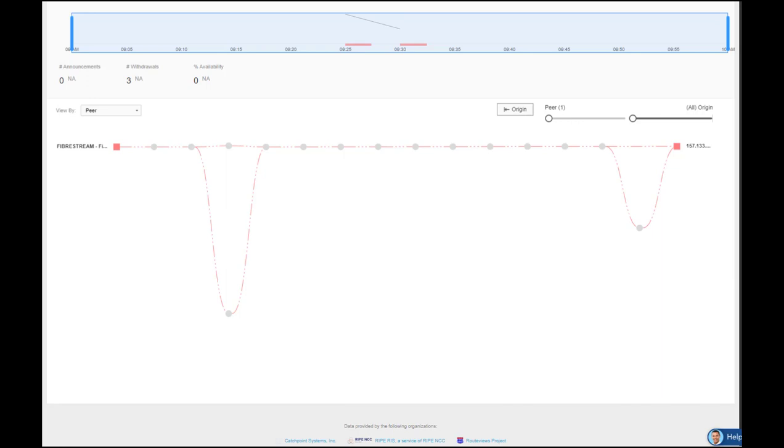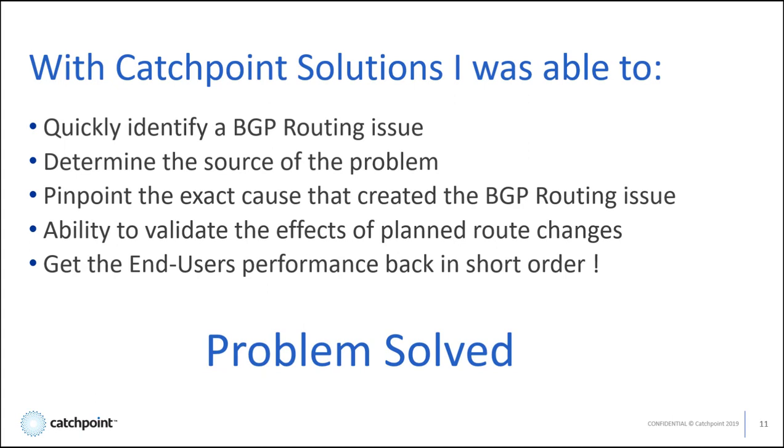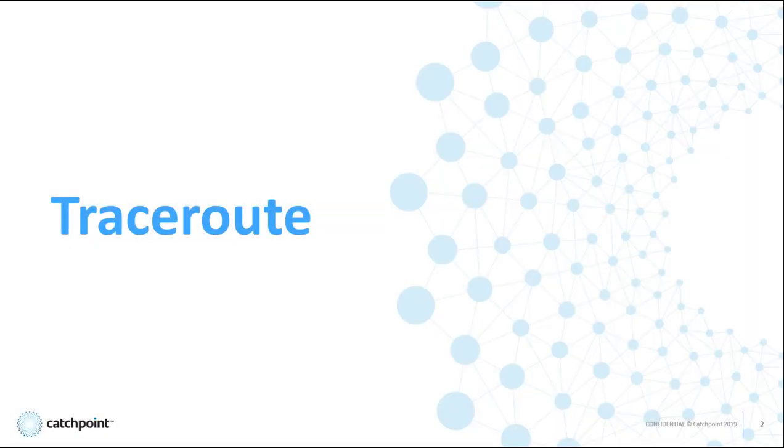Now, these incidents could have been a result of route flap on the FiberStream side, or possibly traffic bouncing between the SAP providers. Perhaps you're just validating the effects of a planned configuration change or performing route maintenance. Having a view that provides hop-by-hop granularity and shows the effects of change in real time is priceless. With Catchpoint Solutions, I was able to quickly identify a BGP routing issue, determine the source of the problem, pinpoint the exact cause that created the BGP routing issue, validate the effects of planned route changes, and most importantly, get the end user's performance back in short order. Problem solved. Moving on to traceroute.